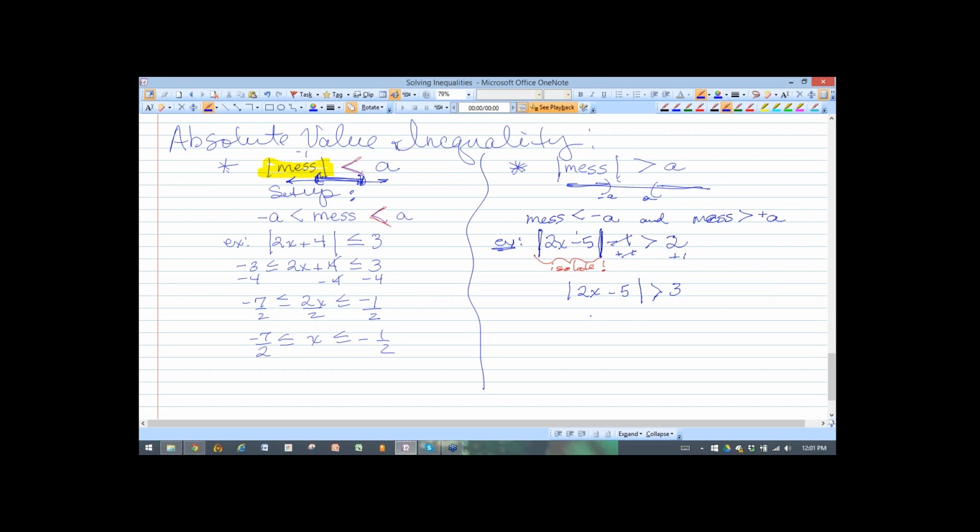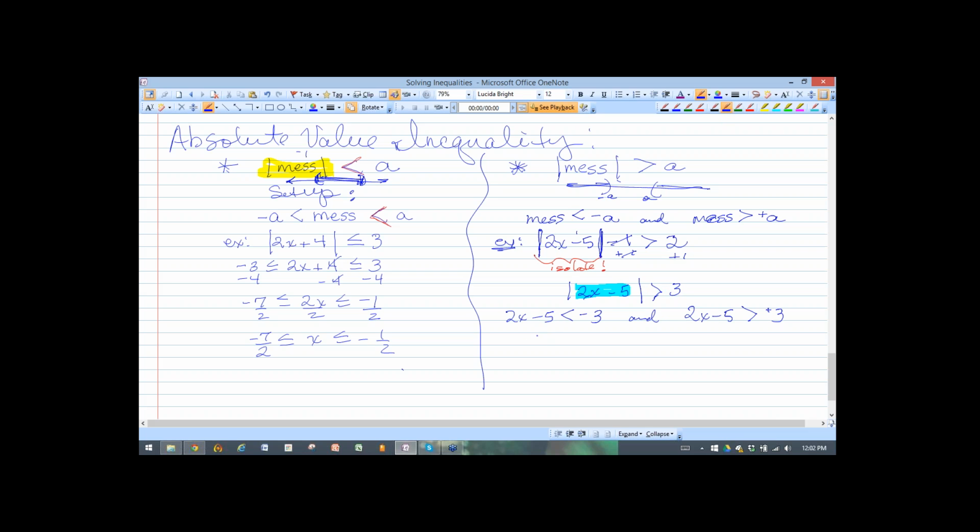So I have now the greater than 3. So I'm going to take what's inside here, just the inside of the absolute value, and set it less than negative 3, or, in another part which we solve separately, greater than positive 3. So 2x minus 5 is less than the negative 3, and 2x minus 5 is greater than the positive 3. And you'll solve these independently, okay?